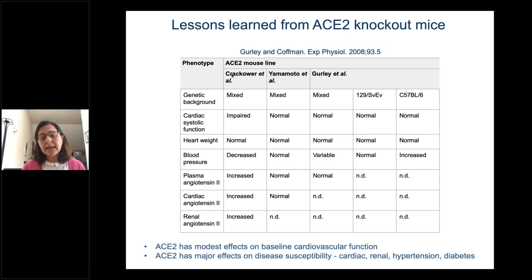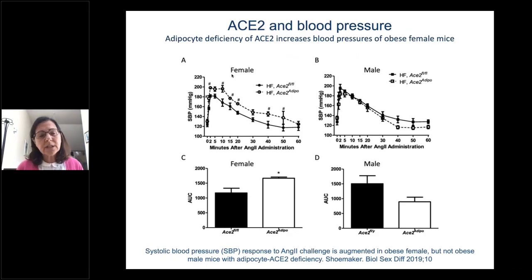And what we can see here is that some groups did identify phenotypes in ACE2 knockout mice, particularly impaired cardiac function, but other groups failed to show any phenotype. I want to highlight to you that this was in baseline conditions, and so it does appear that ACE2 has very modest effects in baseline cardiovascular function. However, ACE2 seems to have major effects on disease susceptibility in cardiac and renal disease, as well as in hypertension and in diabetes.